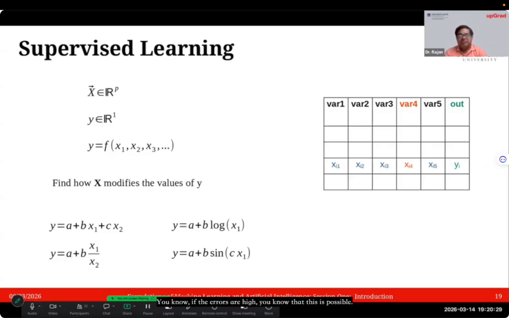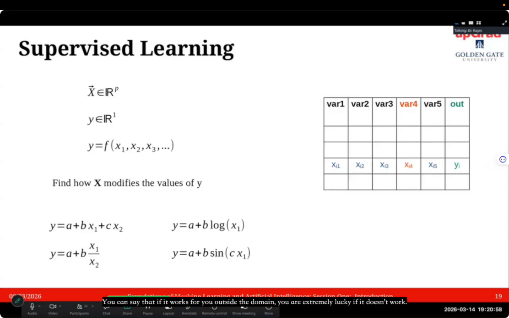If the errors are high, you know that, okay, this is possible, so I'm not going to be too worried about it. If the errors are low, then you could go ahead and jump in joy and say, hey, yes, my model worked even for this data point. I'm lucky. Like Google used to ask in its search engine, right? I'm feeling lucky today. That kind of thing, you can say that. If it works for you outside the domain, you are extremely lucky.